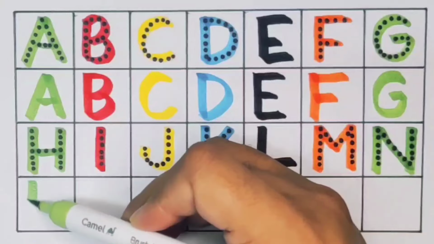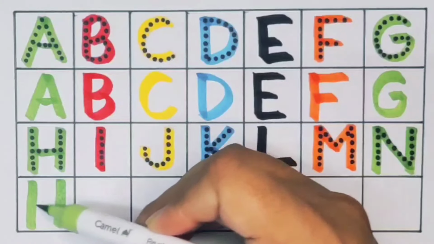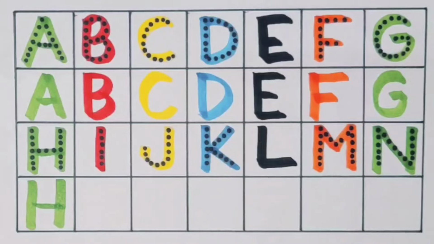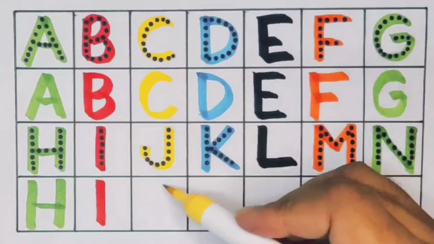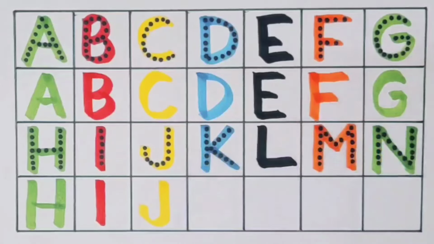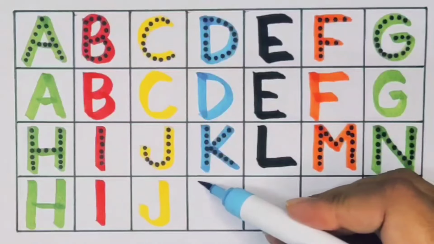H for hat. Next kids, I for eyes. Next J for jelly. Next K for key.